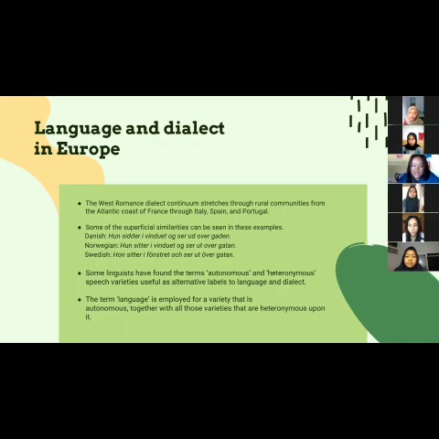Often due to political developments, formerly heteronymous varieties can achieve autonomy, as is the case with Afrikaans in South Africa, which was standardized in the 1920s and recognized as a language and not a dialect of Dutch.